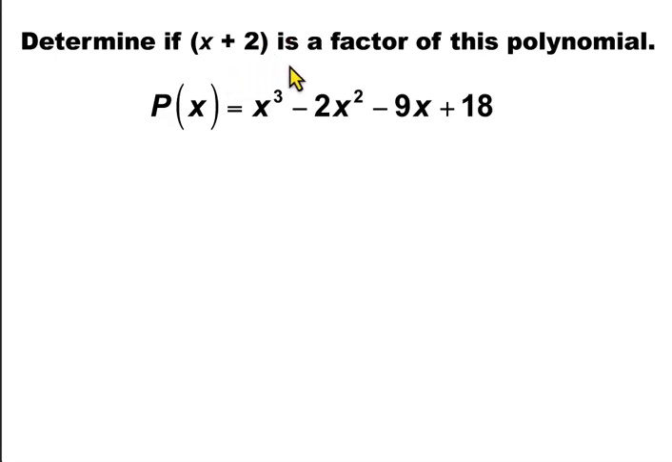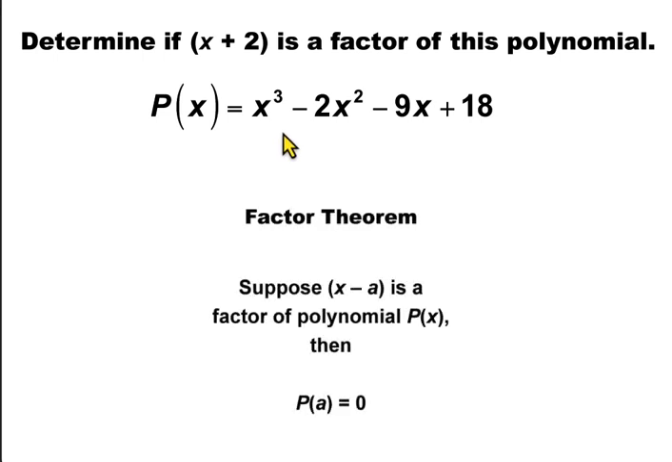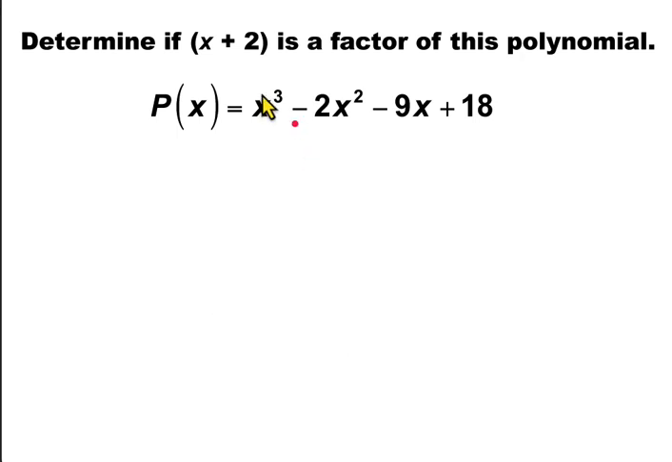Determine if x plus 2 is a factor of this polynomial. To test if a binomial like this is a factor of this polynomial, use the factor theorem. According to the factor theorem, if x minus a is a factor of polynomial p of x, then p of a equals 0.